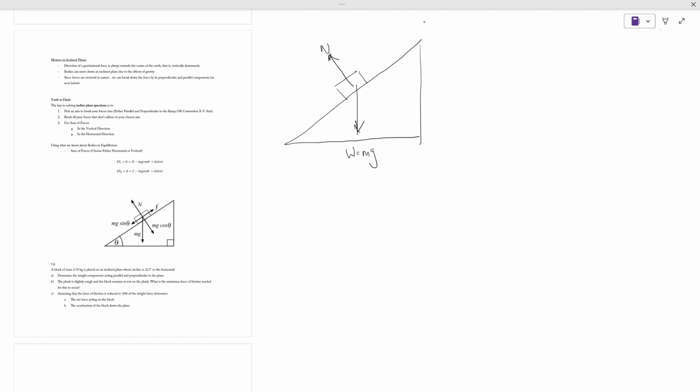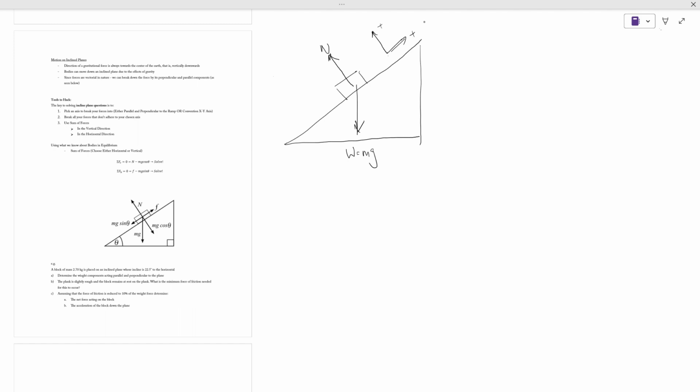Once again, the question is asking, determine the weight components acting parallel and perpendicular to the plane. So once again, you want to first nominate an axis for your inclined plane. In this case, the question is sort of nominating which axis we choose, and that's the one that's parallel and perpendicular to the plane. So this is what the axes will look like.